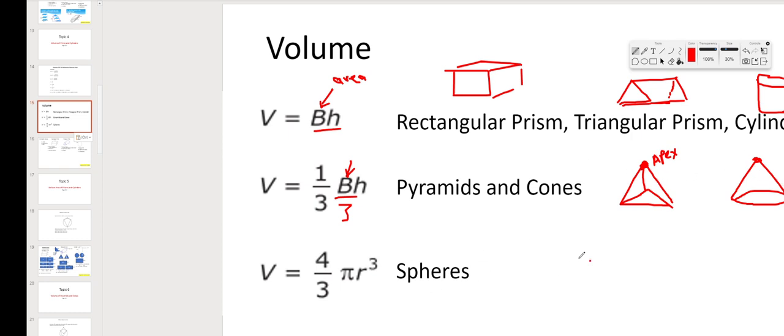And then you have a sphere, and a sphere is just like a ball, a regular ball. Notice here is radius. Radius is being multiplied 3 times by itself. So what you're looking for in this case is the radius. Let's say the radius is 4. Don't get it confused, because the formula says 4 over 3 pi r cubed. So you're going to take 4 multiplied by 3.14 multiplied by 4 times 4 times 4, because the radius is 4, and then divide everything by 3.